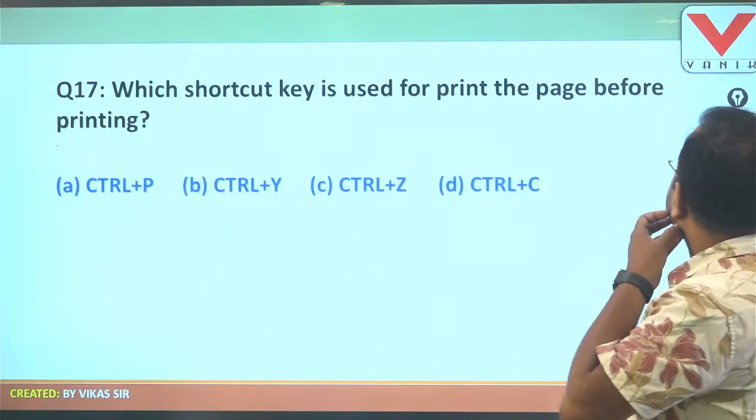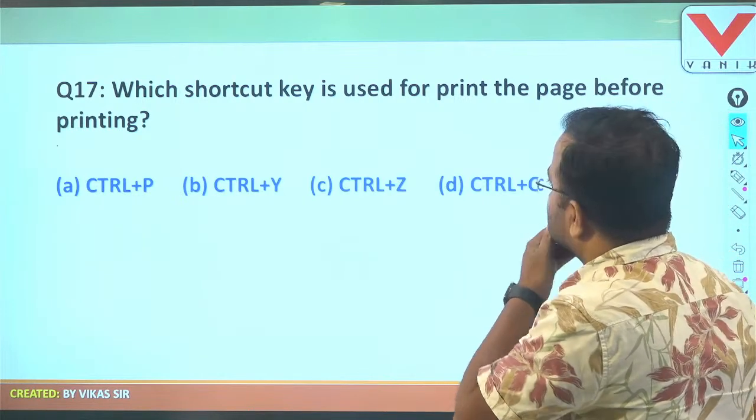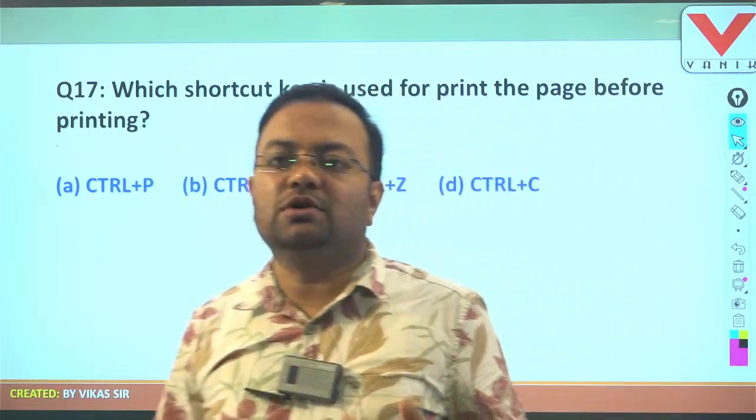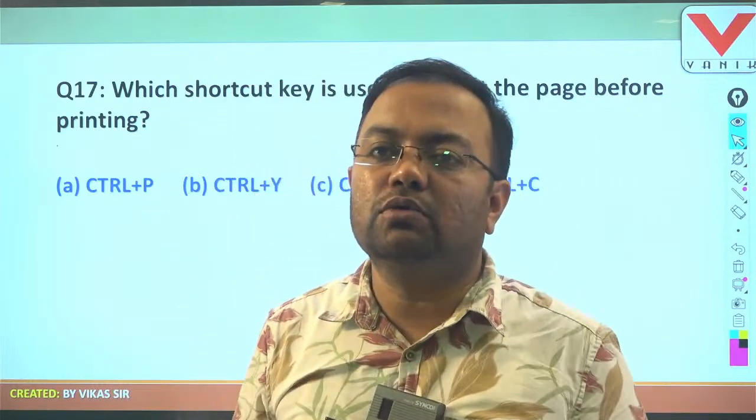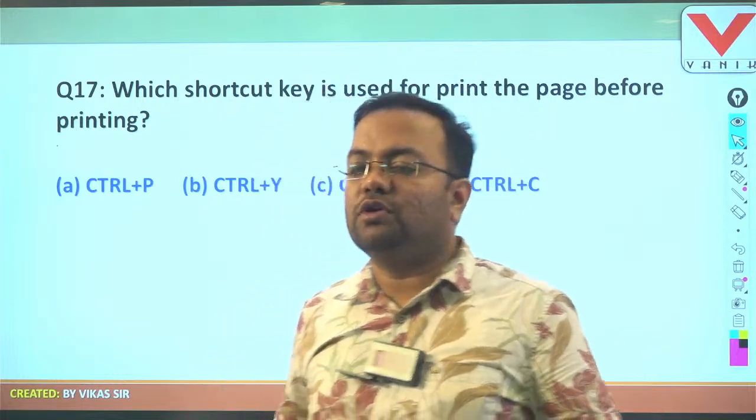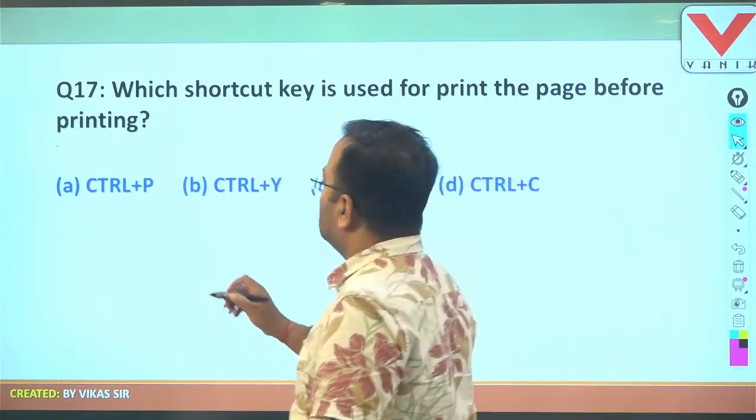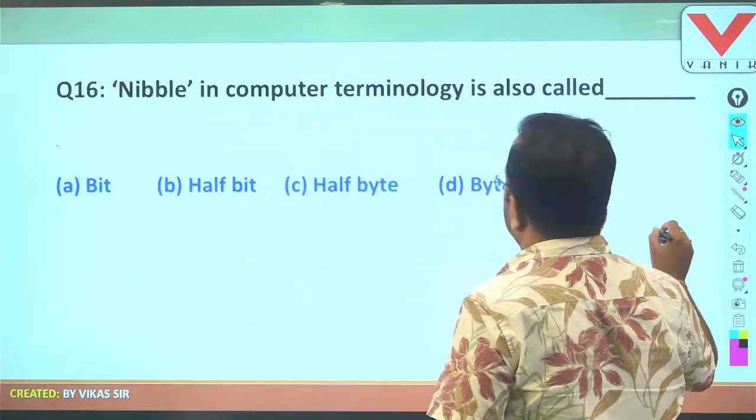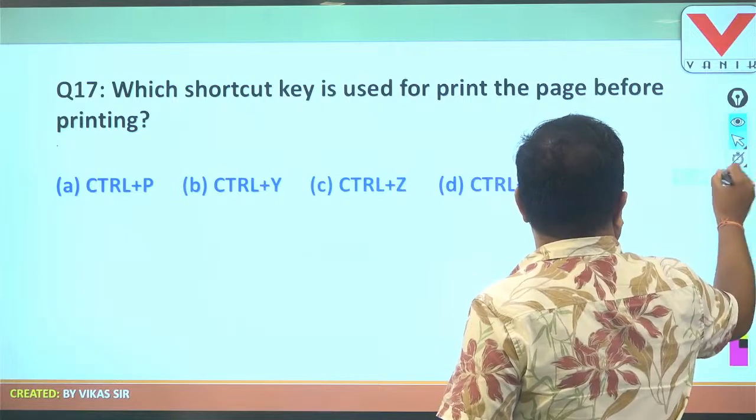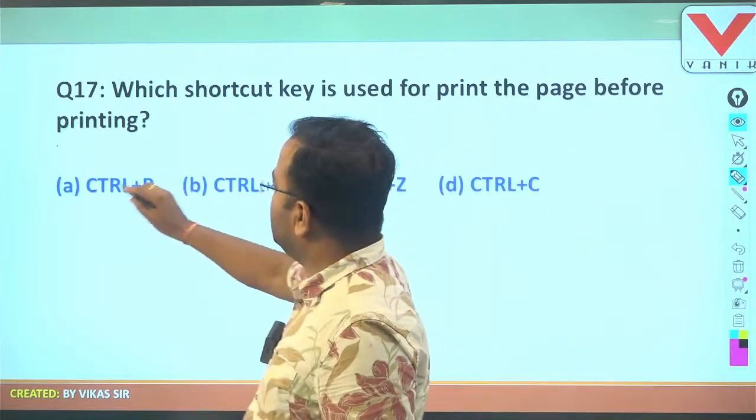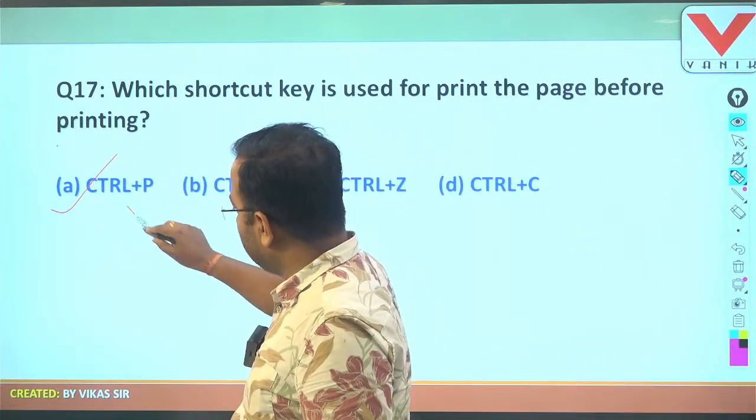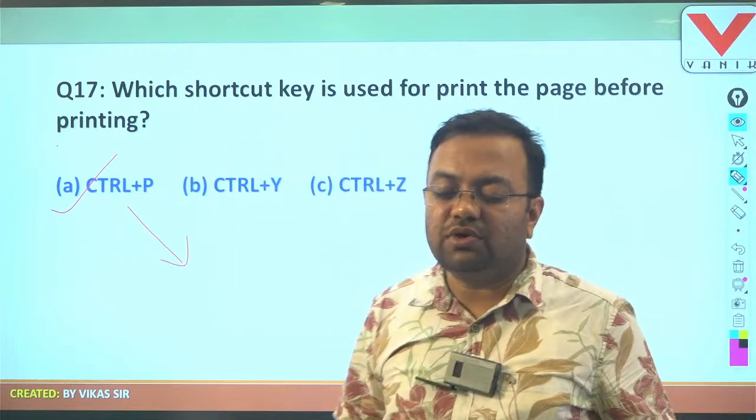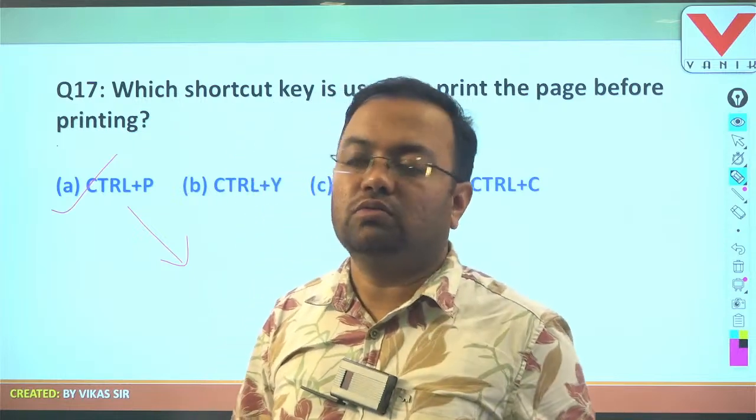What is the shortcut key for printing the page? Okay, so it has asked about the shortcut keys for print. Recently we discussed print preview. Print preview is Control F2, but for print we can choose Control P. If Control P is in the options, it is the answer, option A. But remember, if Control P is not there, then we should check whether the alternative is available or not. What is the alternative?